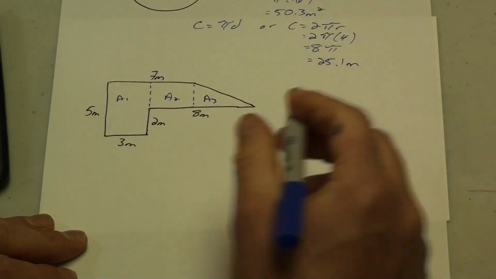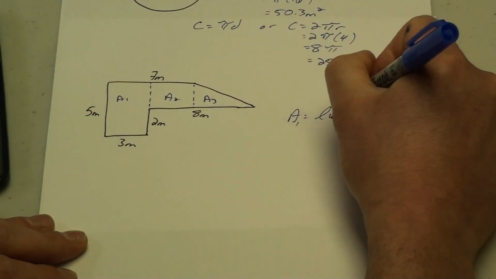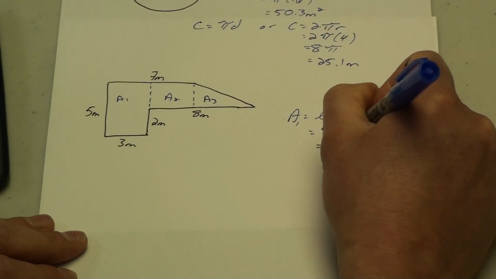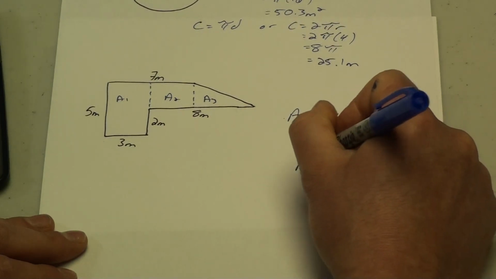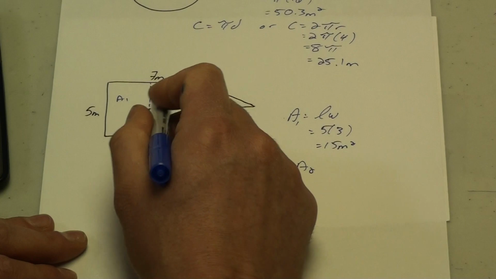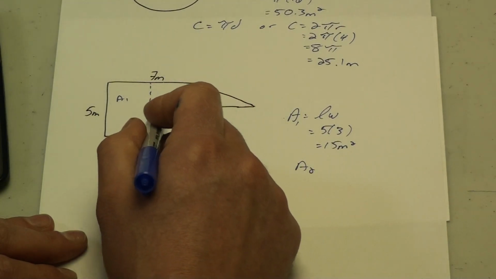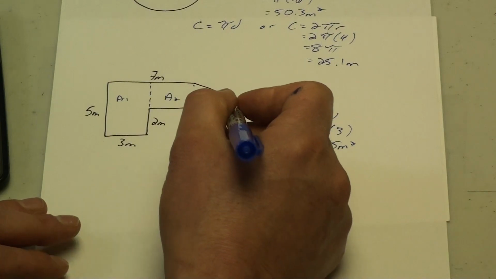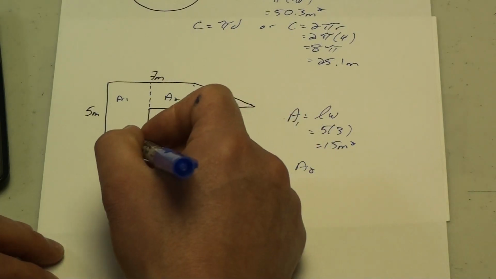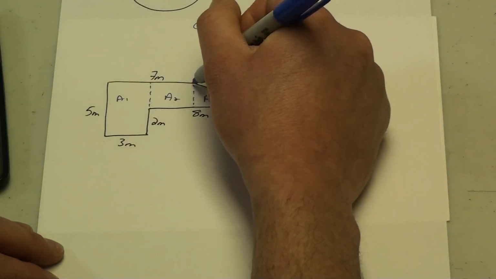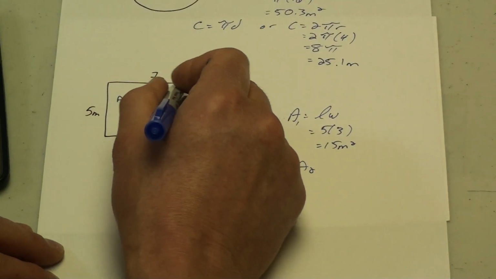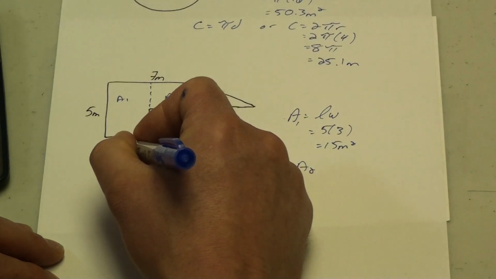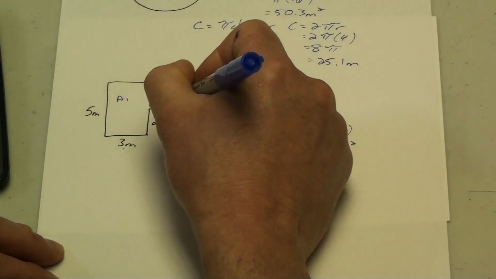So area 1, that is a rectangle, so length times width, which would be 5 times 3, which is 15 meters squared. Area 2, it's this rectangle right here. Oh, there's a missing dimension. Okay? So I have 3 meters, and I know that 7 meters goes all the way across to this point. So that means 3 and something have to add up to 7, so that would be 4 meters.